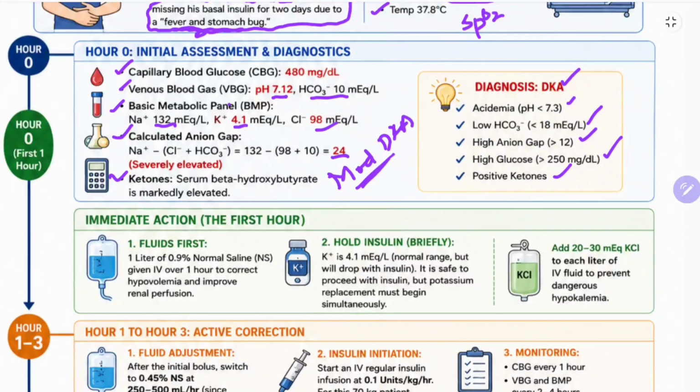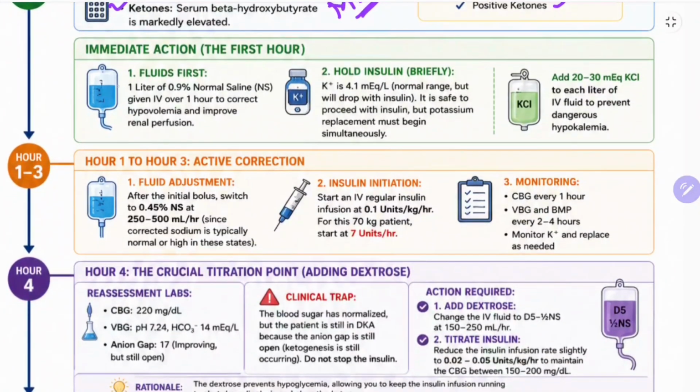250, positive ketone bodies. Immediate action: in the first hour, we gave 1 liter of 0.9% NS over 1 hour to correct hypovolemia and improve the renal perfusion, and hold insulin briefly because potassium is 4.1, normal range, but will drop with insulin. It is safe to proceed with insulin, but potassium replacement begins simultaneously. So what we are doing, we are adding 20 to 30 milliequivalents of potassium chloride to each liter of IV fluid to prevent dangerous hypokalemia.